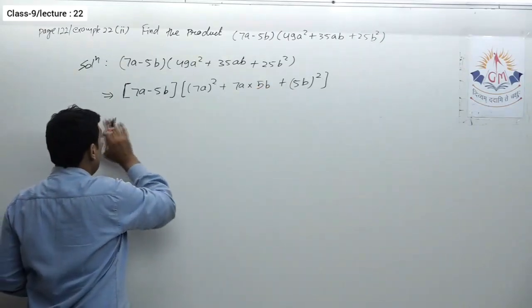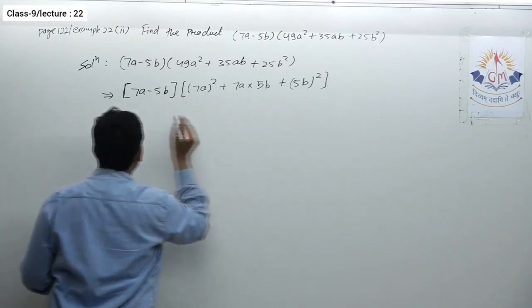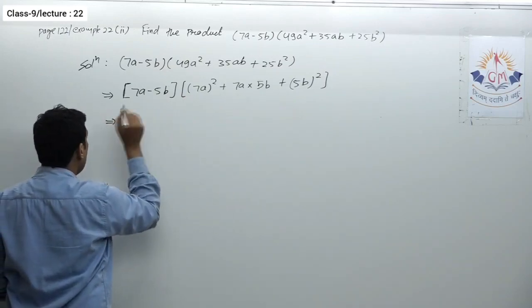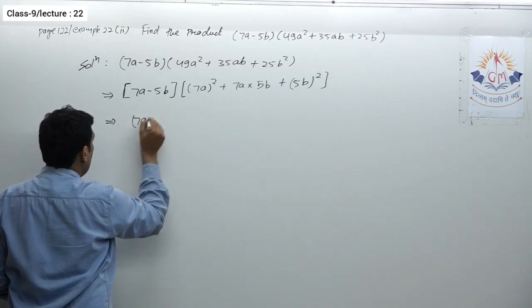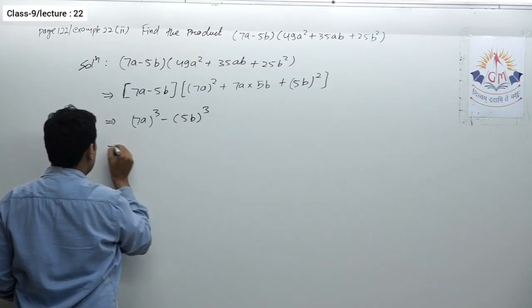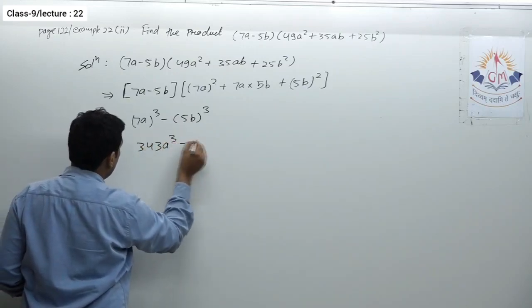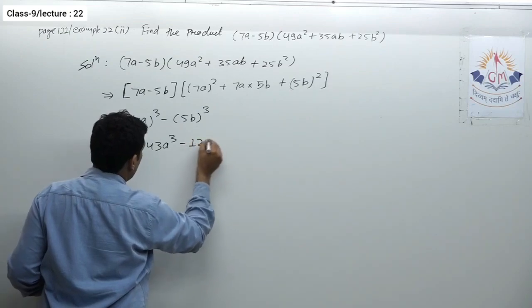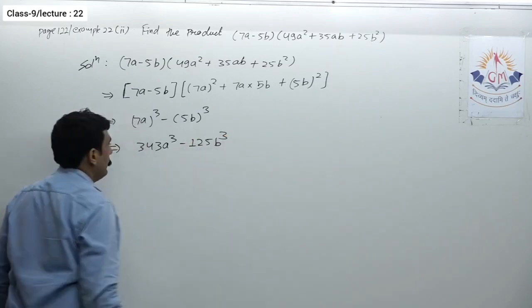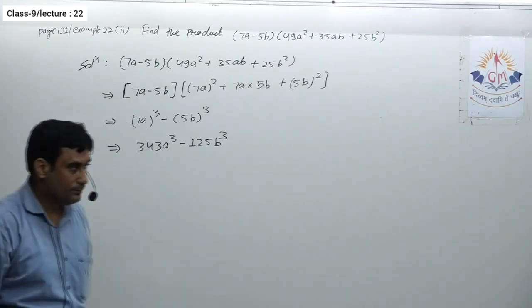Now definitely this is a minus b, a square plus ab plus b square, and that should be equal to a cube minus b cube. So a cube minus b cube. Now 7 cube is 343, so 343a cube minus 125b cube. So this is the final answer. Please note it down.